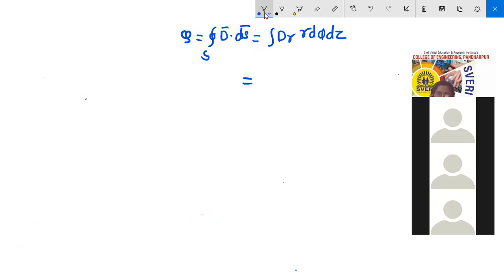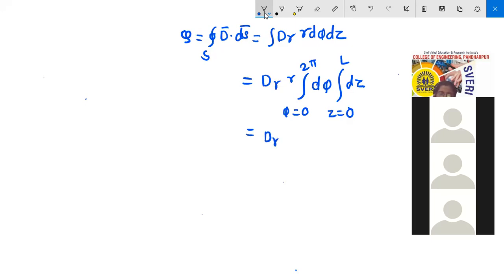So it is equal to, I'll take this dr into r here, because these are constant. So integration of this d phi, and this phi is varying from 0 to 2 pi, and integration of this dz, and z is varying from a given length of that cylinder, that is from 0 to L. So it is equal to dr into r, this is 2 pi.